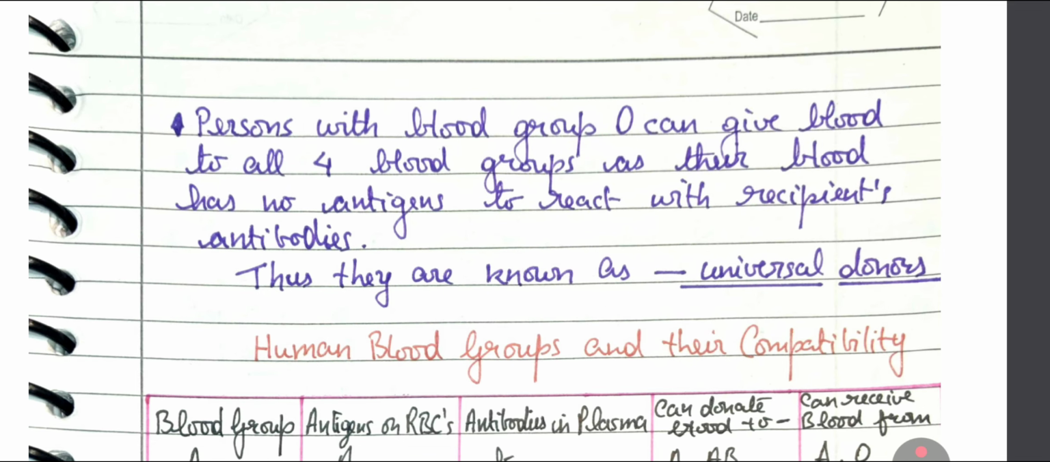Persons with blood group O can give blood to all four blood groups as their blood has no antigens to react with the recipient's antibodies. Thus, they are known as universal donors.